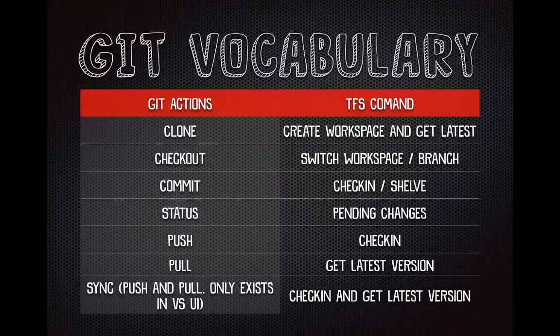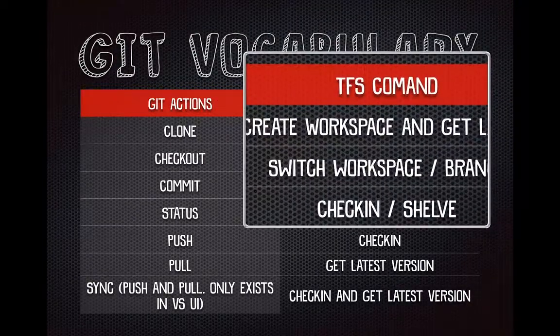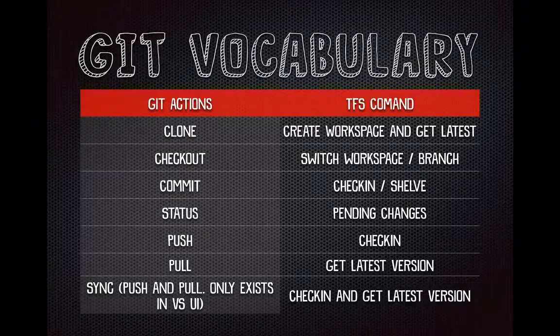When I say Git clone, that means create workspace and get latest. When I say Git checkout, that's switching the workspace or switching a branch. It's not checking out a file as in, oh, I get to work on this file exclusively. It really means switching branches.